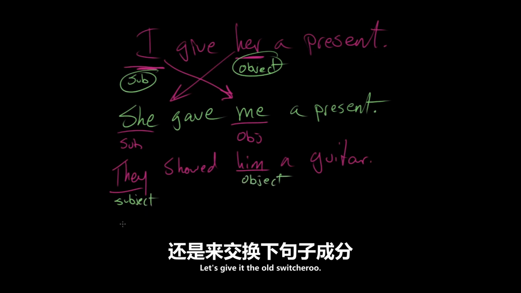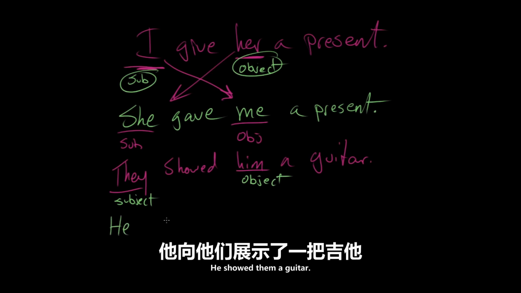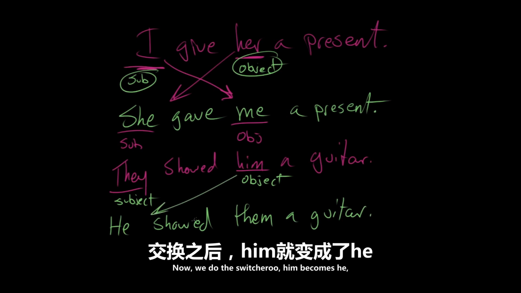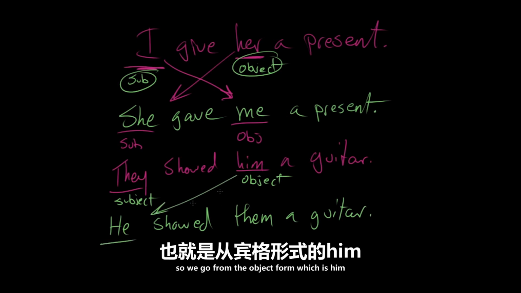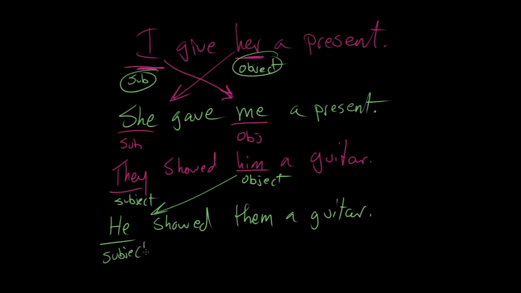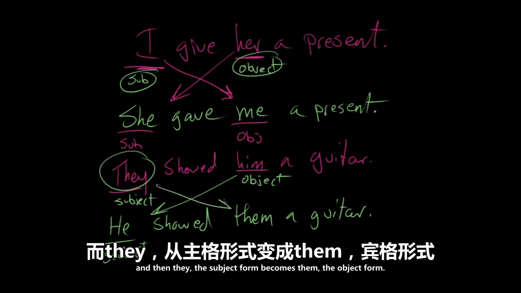And let's give it the old switcheroo. He showed them a guitar. So now we do the switcheroo. Him becomes he. So we go from the object form, which is him, to the subject form, which is he. And then they, the subject form, becomes them, the object form.